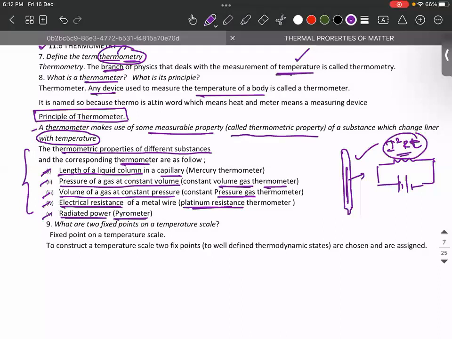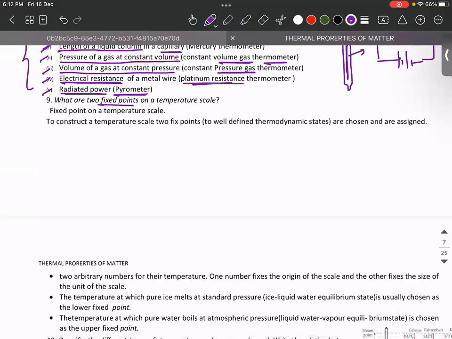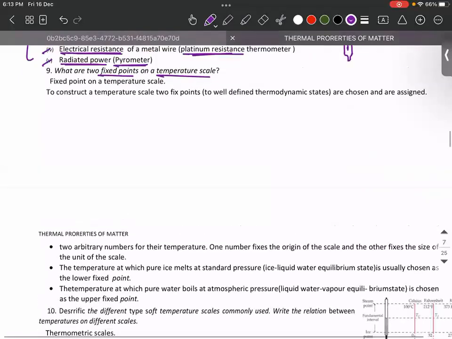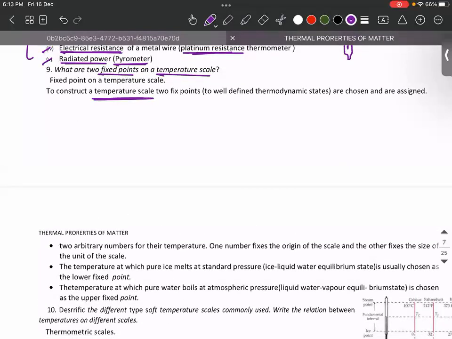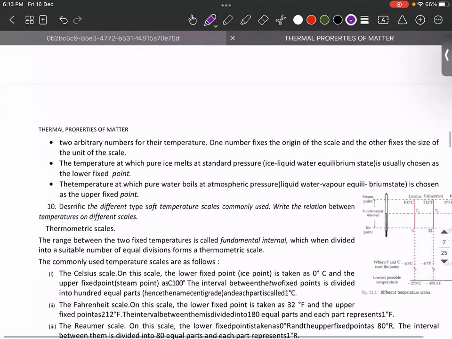Okay. Now, this is important. There are two fixed points on a temperature scale. Whenever you want to construct a temperature scale, you need to have two fixed points, like reference points. And those two points should have well-defined thermodynamic states. Okay. So what are the states we will see?